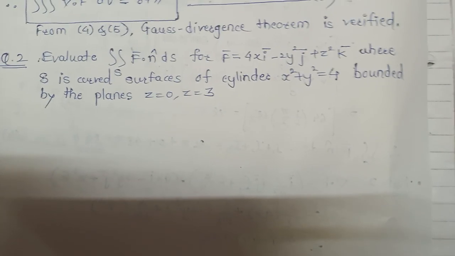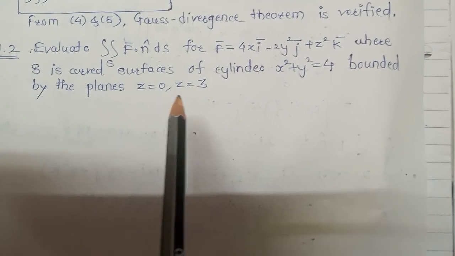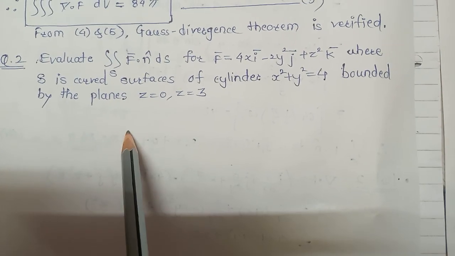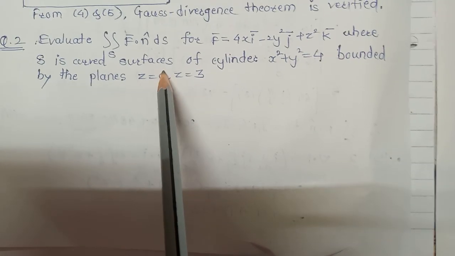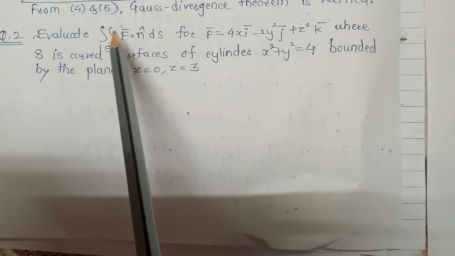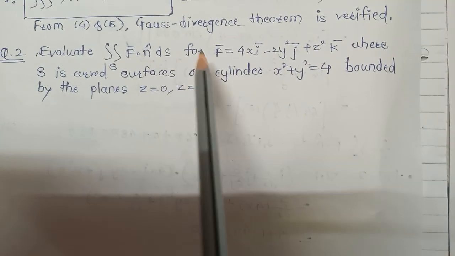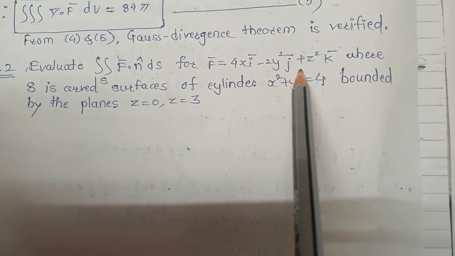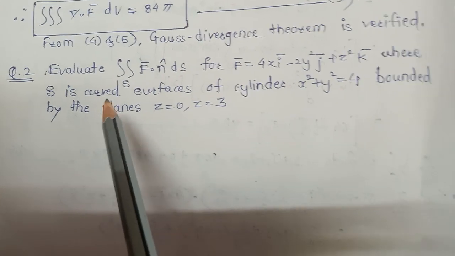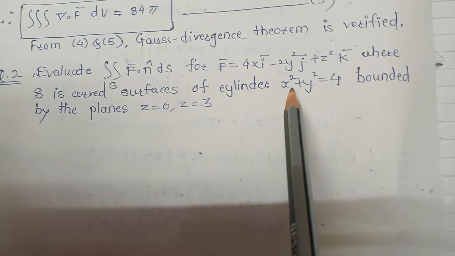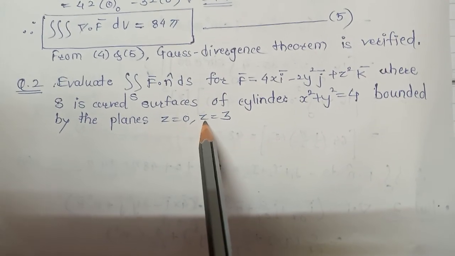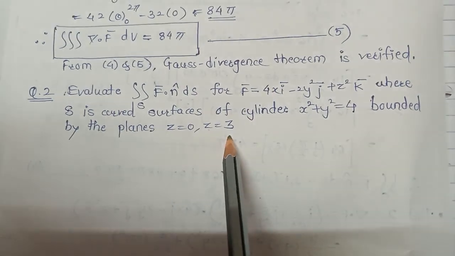Hello students, today we will continue Gauss divergence theorem. We have already studied how to verify Gauss divergence theorem. Now we will see the second example of Gauss divergence theorem, that is, evaluate double integration F bar dot n cap dS for F bar is 4x i bar minus 2y square j bar plus z square k bar, where S is the curved surface of the cylinder x square plus y square equal to 4 bounded by planes z equal to 0 and z equal to 3.